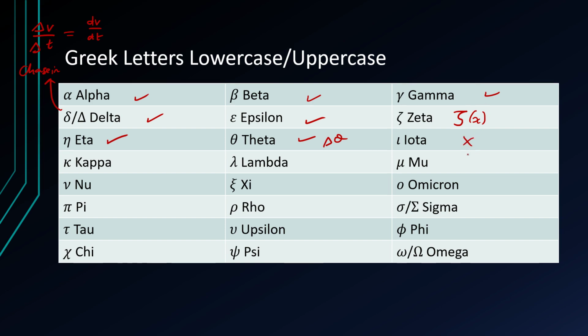Iota you don't really have to care about. Iota doesn't really have much use. Kappa, again, not really. We'll see it when we get to dielectrics. Lambda, yes, we'll see it as wavelength. Mu, we've already seen, that's the symbol for micro. It's also the coefficient of friction. Nu, we don't really see until we get to the neutrino in about 20 chapters' time.